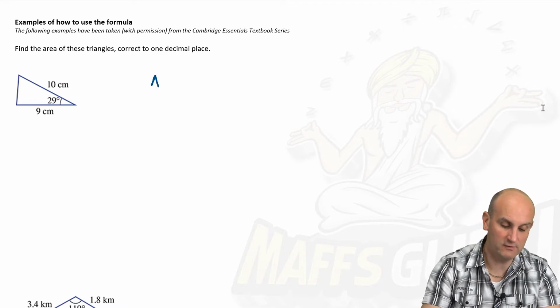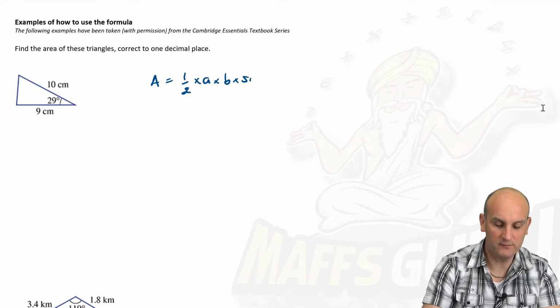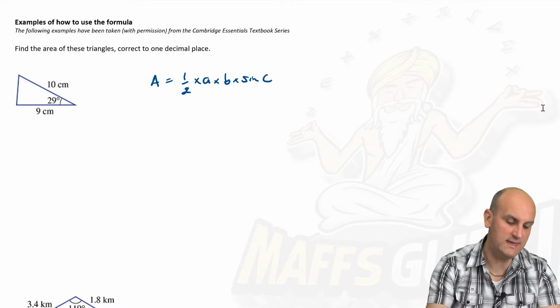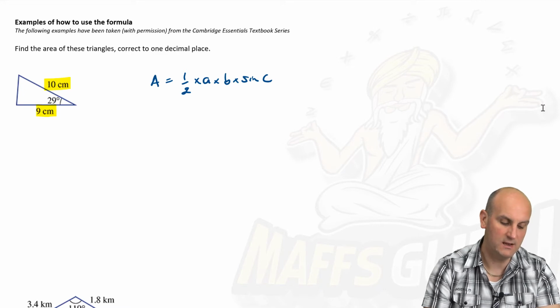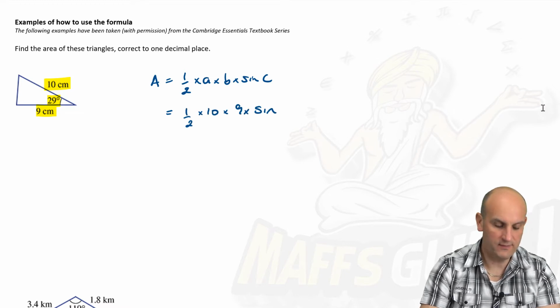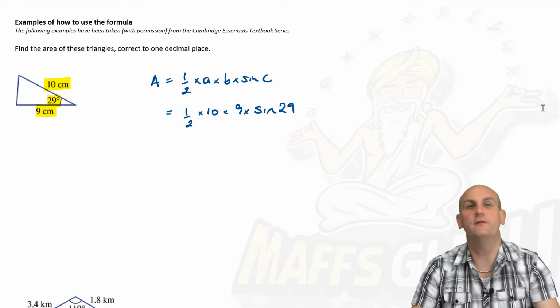So I now know the area of this is a half times A times B times sine of C. What is my value of A and B? Well, A can be 10, B can be 9, and C can be 29. So formula, let's substitute that in. And then we are literally going to solve it. Now I can't do that in my head.